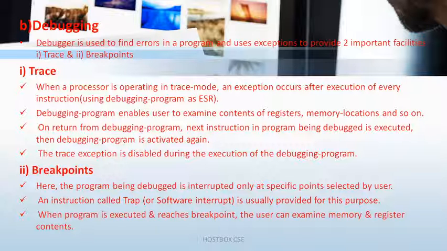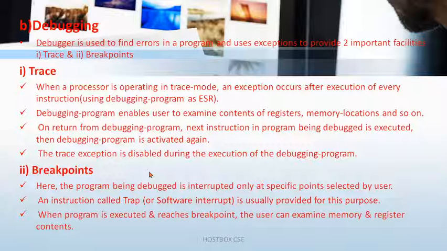So trace means what? First one, trace: when a processor is operating in the trace mode, an exception occurs after execution of every instruction. Then the debugging program enables the user to examine contents of registers, memory locations and so on. On return from the debugging program, the next instruction in the program being debugged is executed and the debugging program is activated again. The trace exception is disabled during the execution of the debugging program. So for debugging, we have two methods: either trace will be worked out in the system, or breakpoints will be worked out. Trace is just identifying some errors in advance.